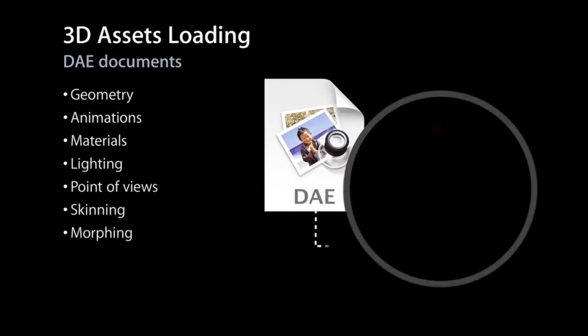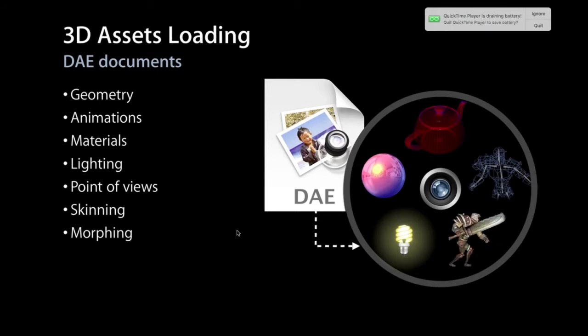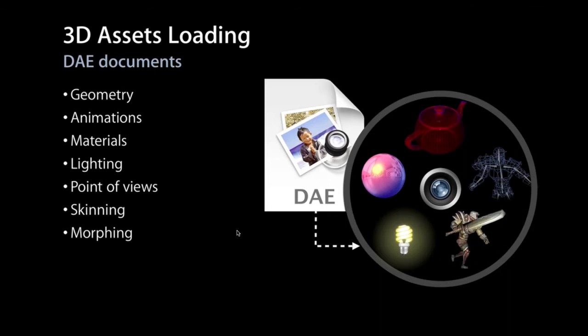A DAE file can describe a lot of things in your 3D scene. It can, of course, describe all the geometry information of your 3D objects, but it can also describe some animations, all the material colors, references to images, all the lighting of your scene, the different points of view to render your scene, and some advanced features like skinning and morphing.